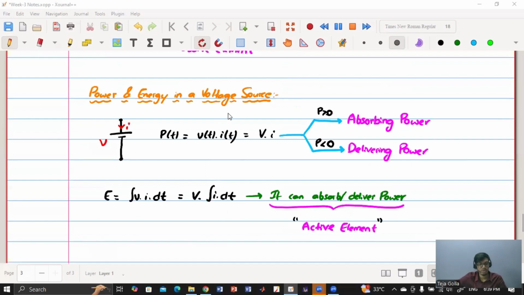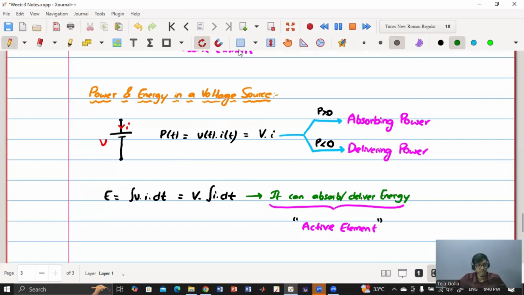So a voltage source can absorb power or deliver power, and it can absorb energy and deliver energy. I'm sorry, I made another mistake. So this is energy, and that's why it is called an active element. It can deliver as well as absorb energy depending upon the situation.